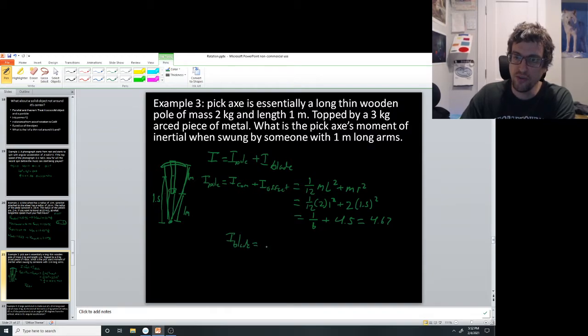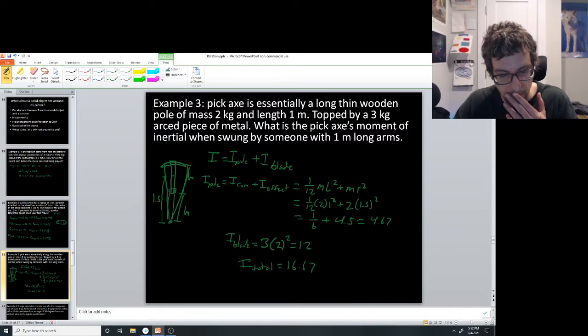It's the same thing as the hoop, where all the parts of the hoop are the same distance from the center. Well, the I of the blade is all that distance away, so it is going to be a mass of 3 times 2 meters squared. This is going to be 12. So I total is going to be 16.67. Okay.